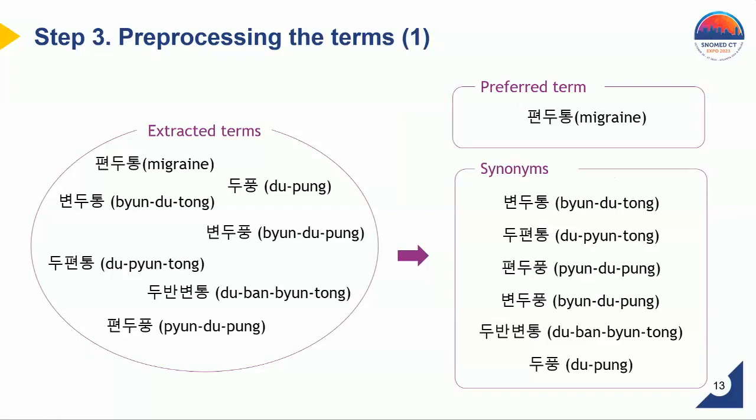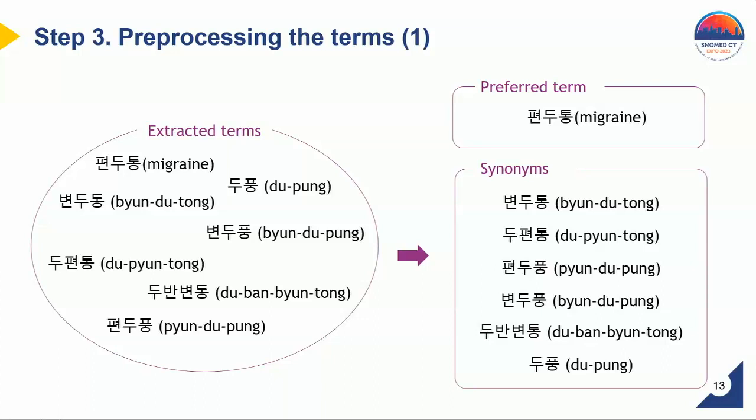Then we moved on to step 3 to pre-process the terms. In this step, out of all the terms extracted, we conducted meaning-based groupings and selected one preferred term. This step was conducted to derive a list of preferred terms which became the source terms for mapping.